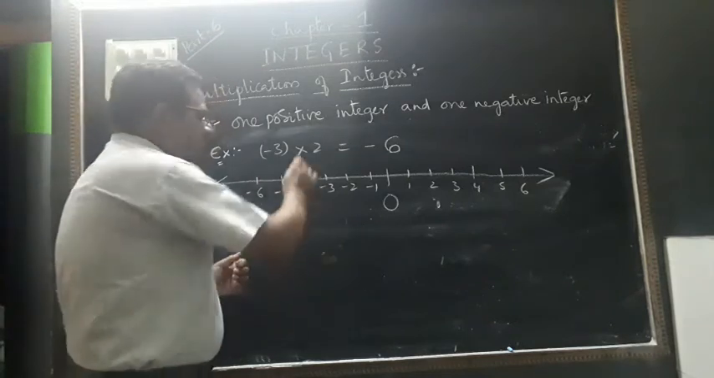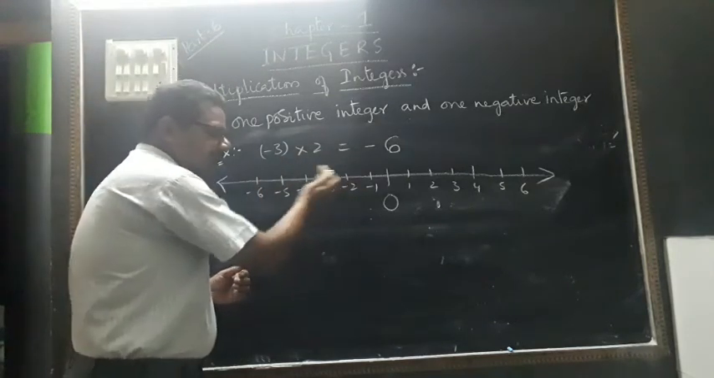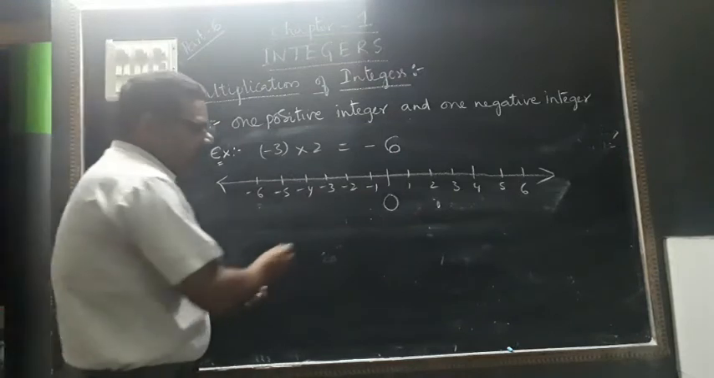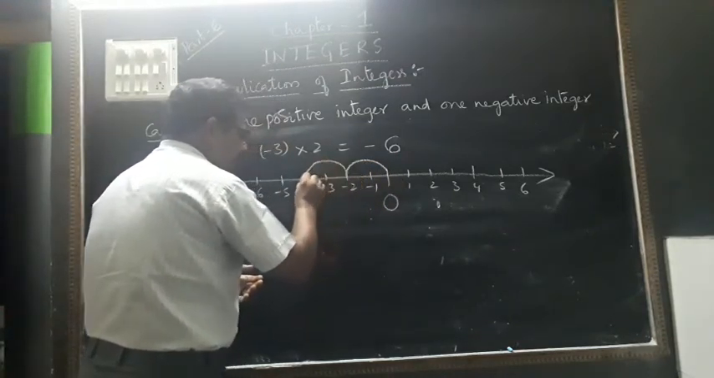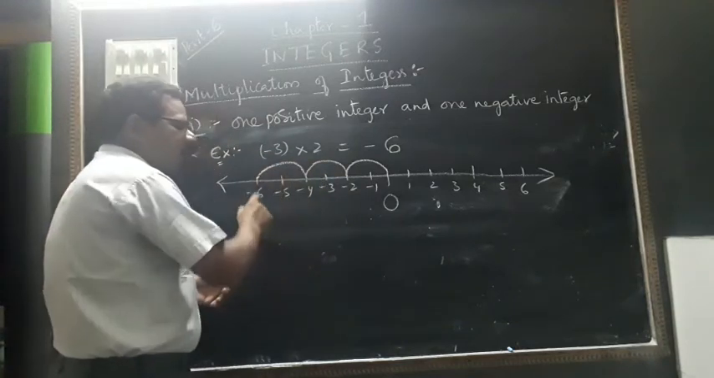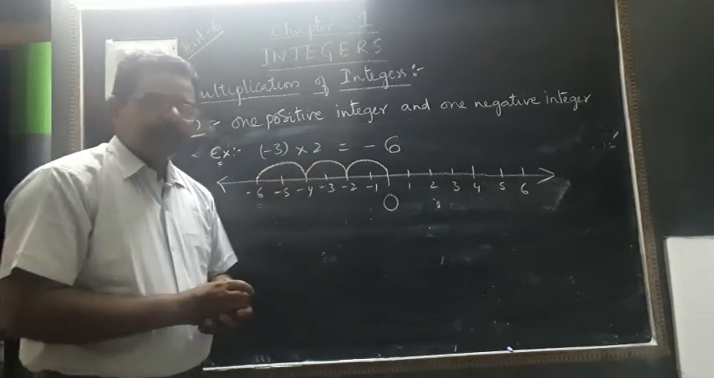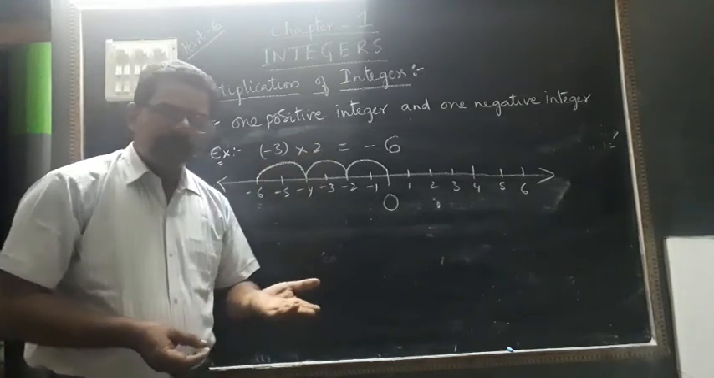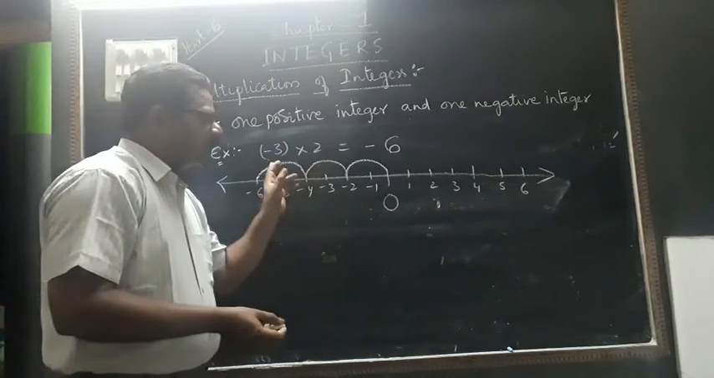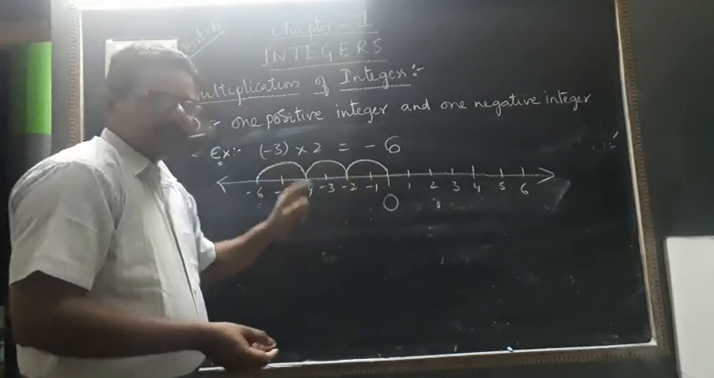Okay. How? 2 minus 3 times. Minus 3 means left hand side we have to take. So from here, one time, second time, third time. The answer is equal to minus 6. Okay. So one positive integer and one negative integer, or one negative integer and one positive integer, the product will always become a negative number.